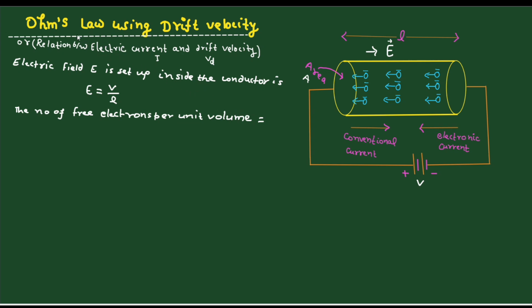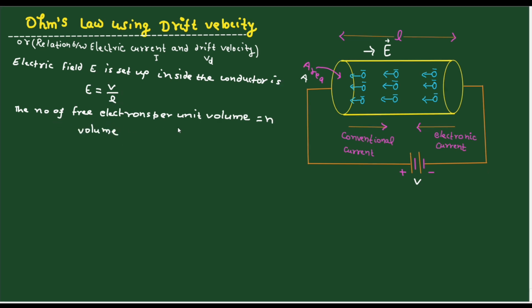Today we will derive Ohm's law using drift velocity, or the relation between electric current I and drift velocity Vd. Now let's see this diagram. Let an electric potential difference V be applied across this conductor of length L and cross-section area A. By applying this electric potential difference, an electric field E is set up inside the conductor, and that is given as E equal to V upon L.